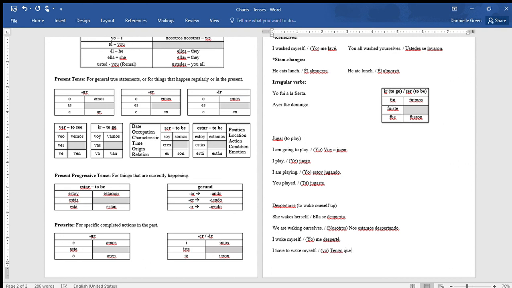So we know anything that we have to do has this basic setup, right? We have tener plus que plus an infinitive verb. In this case, let's go ahead and put our reflexive pronoun out front, right? We have to say I have to wake myself, so we have to have the me in there somewhere. Our other option would be to connect the me to the end of our infinitive verb. I have to wake myself. Tengo que despertarme. So we have options there when we have the infinitive verb.